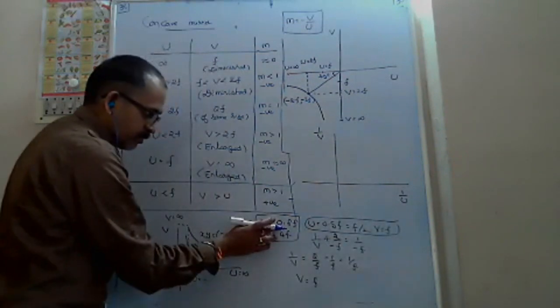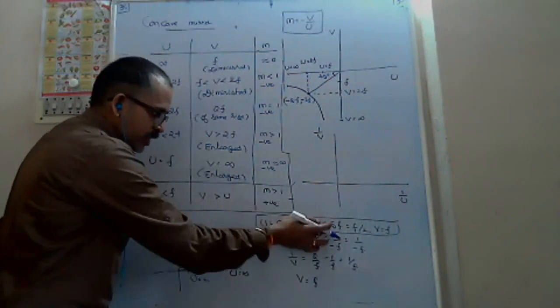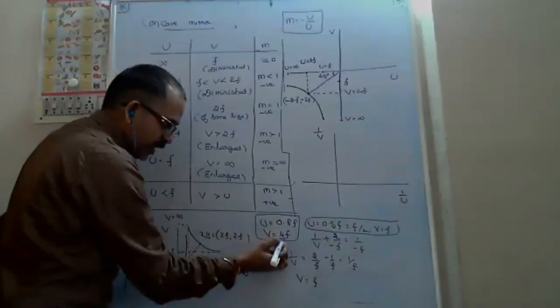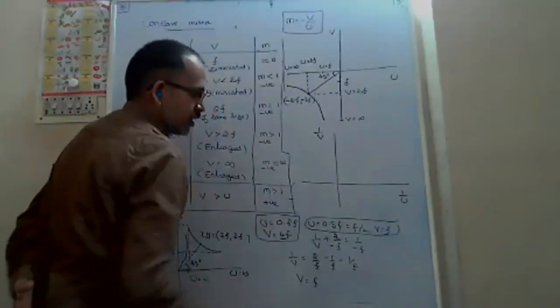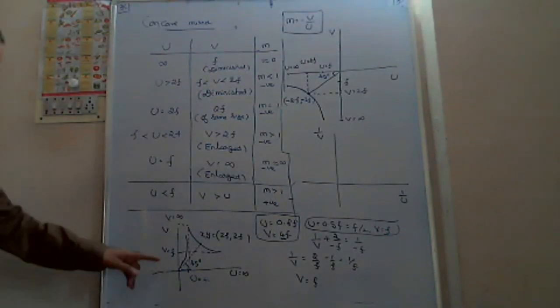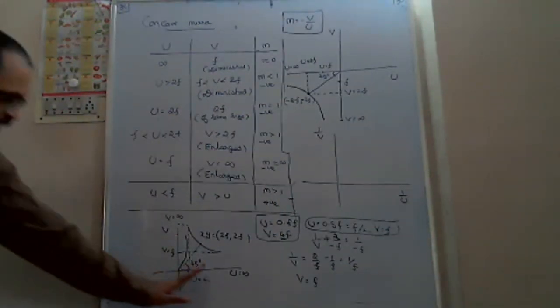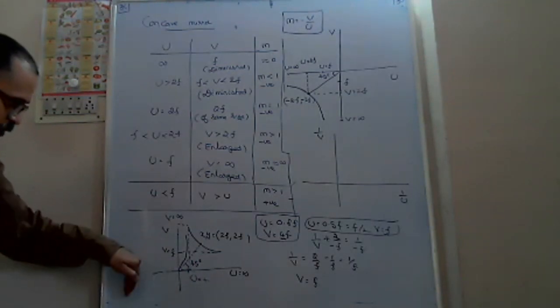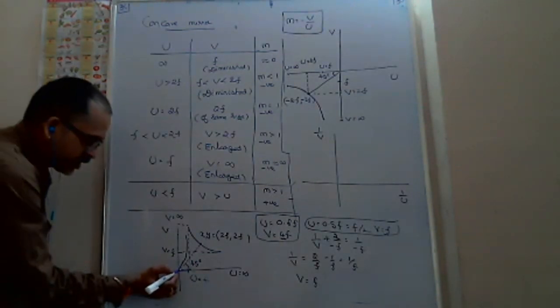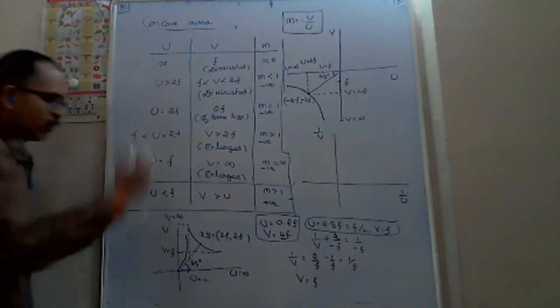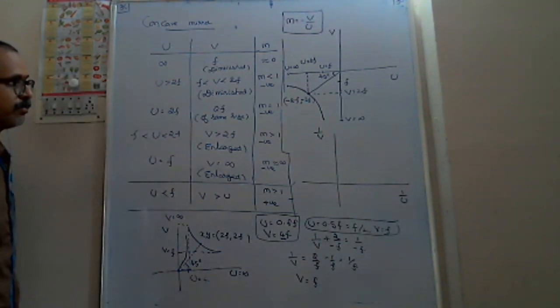Means you observe here, the U value is decreased, then the V value is also decreased from 4F to F. That's what I told here. If U is decreased, V is also decreased. And finally, if U is equal to 0, V is also equal to 0. This is the graph here.